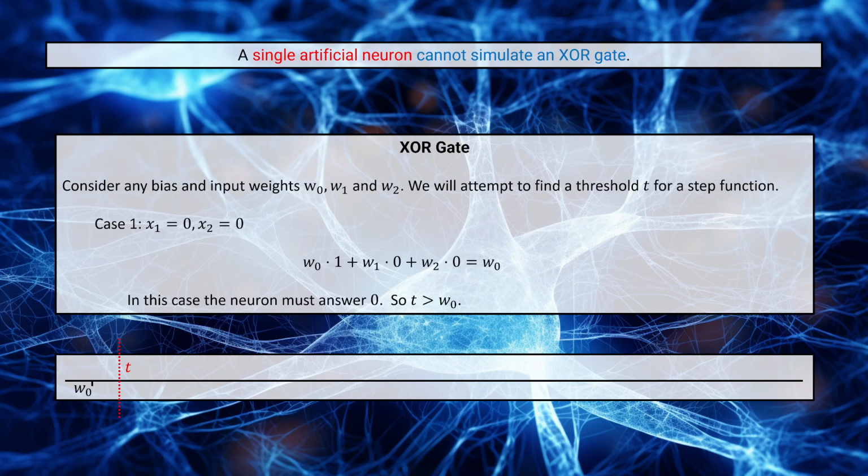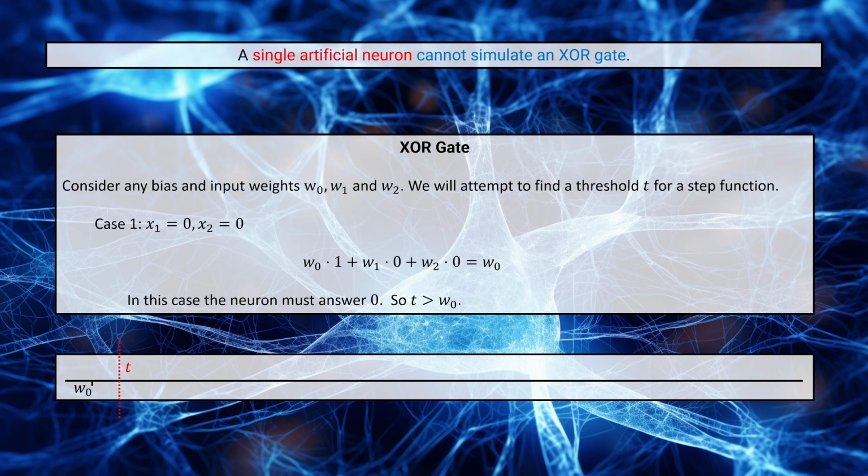And I'm just going to show an example of why that is here for a second, by trying to build one hypothetically that will solve an XOR gate. So I'm going to consider, to start out, any bias and input weights. So say we have W0, our bias weight, and W1 and W2 are two input weights. Okay, and again, for the moment, consider any ones you want.